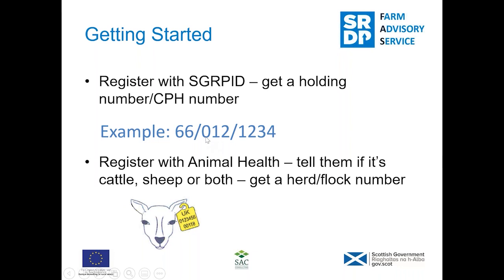So you must register your holding within 30 days of the date that you first keep animals. You must also register with Animal Health, like your local office, and let them know where you're going to be keeping the stock. And this will then generate a flock or herd number. Again, you can see this on the tag shown in the diagram.